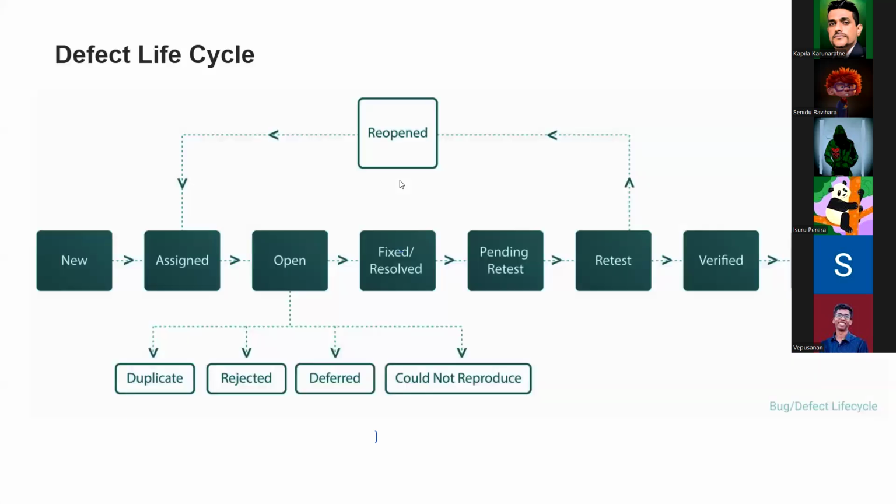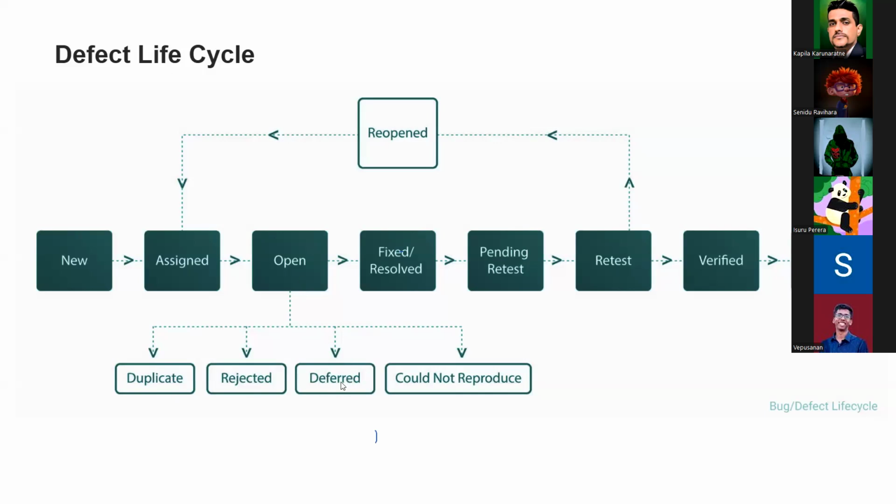And defects have their own life cycle as well. Initially, we will start from new and assign it to the developer. Then the developer will make it open, and once he fixes it, he will mark it as fixed or resolved. Or he can decide it is a duplicate defect, rejected, deferred or could not reproduce, because the defect is not valid. It is a duplicate, already there's a defect. Or the defect is not valid, then he can reject it.